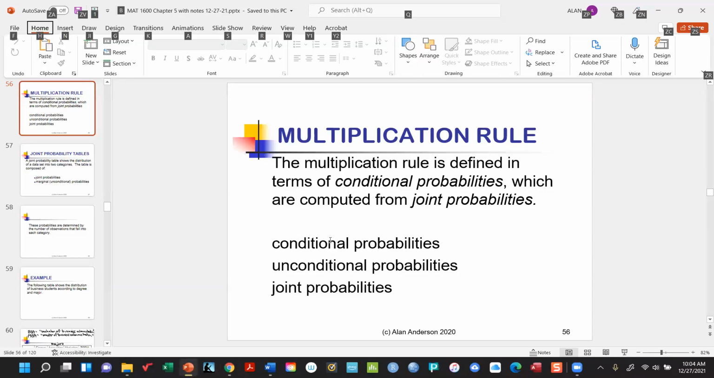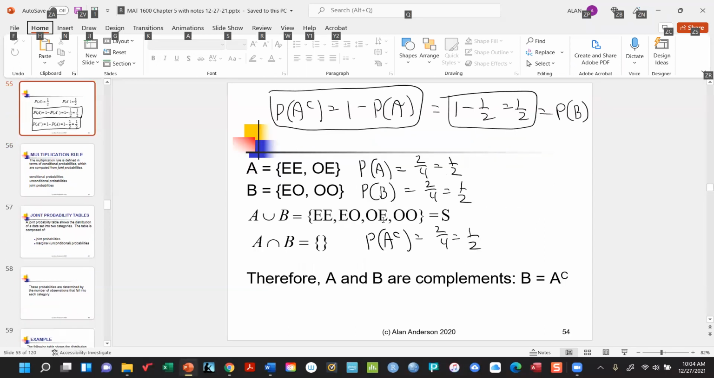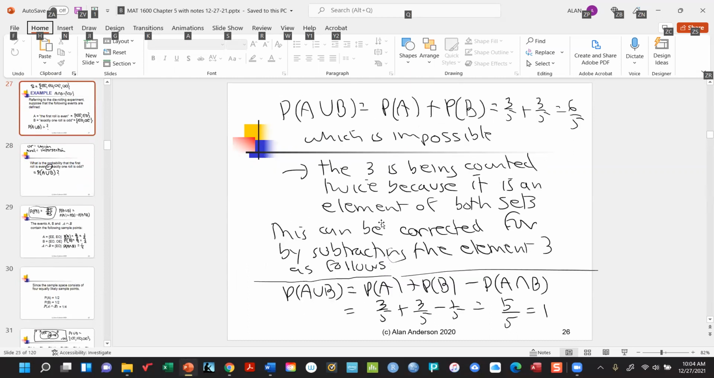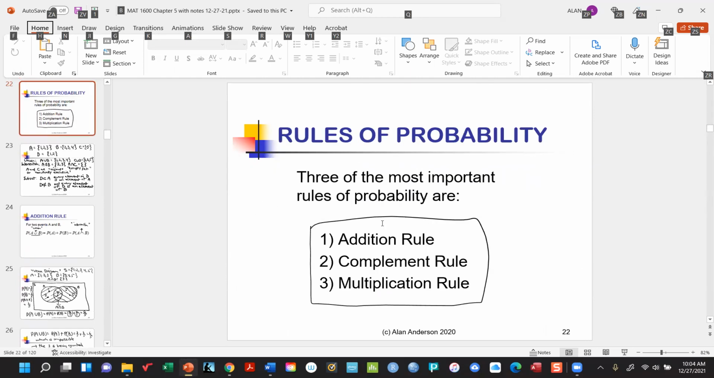Okay, so now remember in this part of the chapter, we mentioned that there are three rules that we would like to be introduced to. And these rules make it possible to calculate probabilities for what are sometimes called compound events, which means functions of events or combinations of events. So we've already covered the addition rule and the complement rule. We saved the multiplication rule for last because it's fairly involved and it does involve some other definitions that we hadn't seen before. So we're going to do that right now.